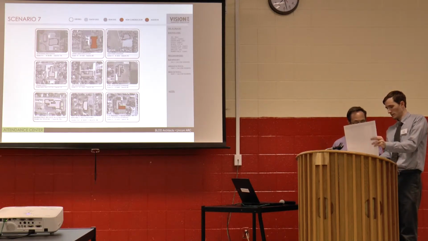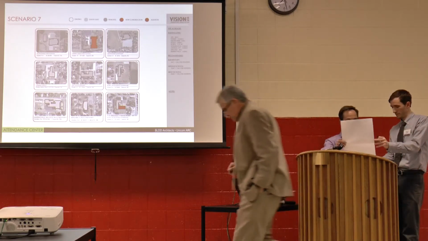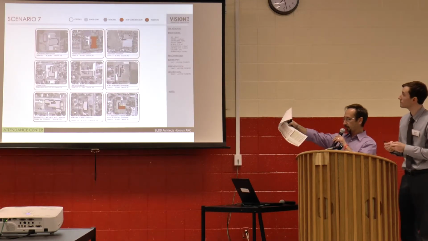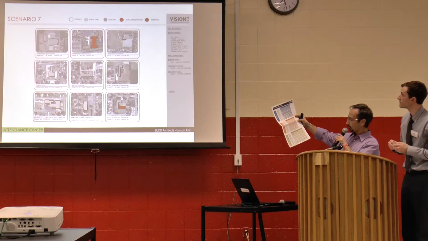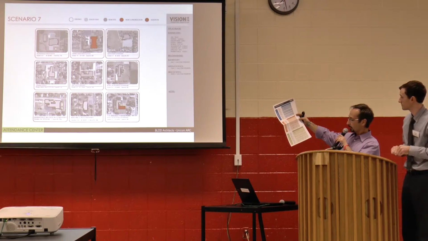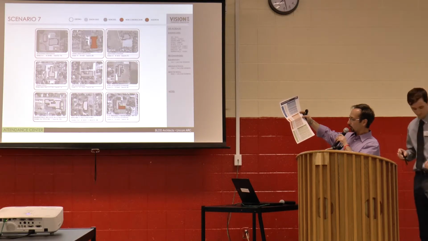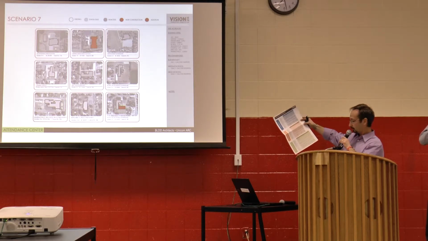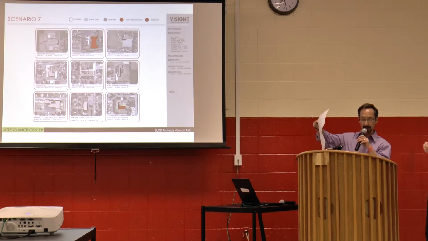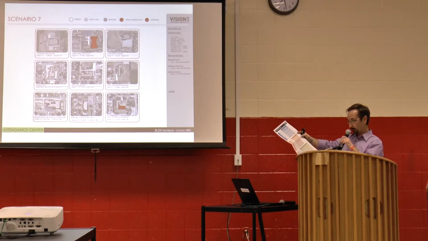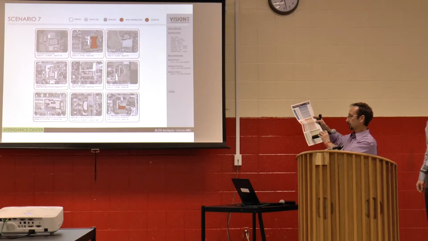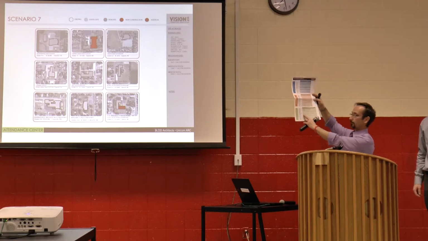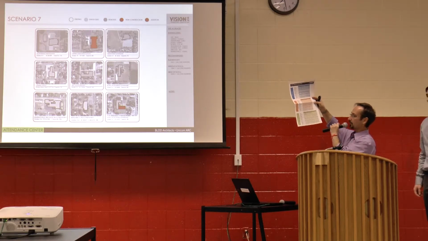Okay, and it looks as though we've got one inaccuracy on this. The superintendent just noted that in scenario 7, the new junior high is shown on this sheet as a 6-8, but it's actually a 7-8. That's correct on the other package, on the green sheet. So it's 7-8.